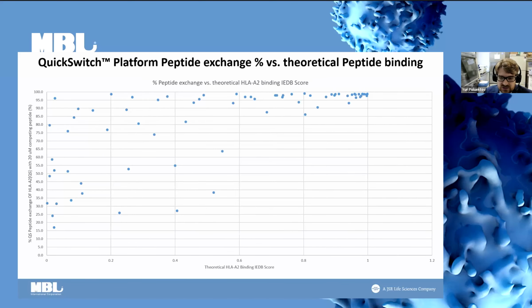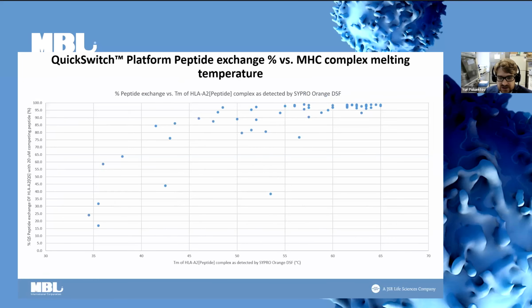This is a graph of the same results, except in this case, we use the IDB theoretical binding score as opposed to the theoretical IC50 values. And this is actually the score that the IDB website recommends people to use for their prediction. This makes the correlation between the QuickSwitch peptide exchange percentage and the theoretical binding a little bit better, but as you can see, outliers still persist.